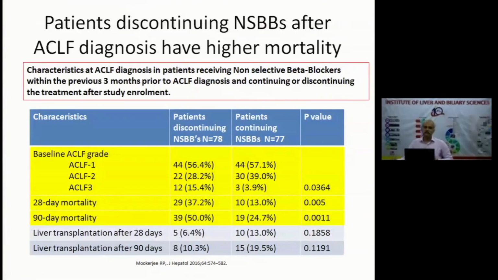Now, patients who discontinued non-selective beta blockers after their ACLF diagnosis have higher mortality. In the same study, 78 patients discontinued non-selective beta blockers after they developed ACLF, and 77 patients continued their non-selective beta blockers. Patients who continued their beta blockers had lower 28-day mortality, and also the grade of ACLF was less in them. And even 90-day mortality was significantly less in patients who were continued on non-selective beta blockers after they developed acute on chronic liver failure.